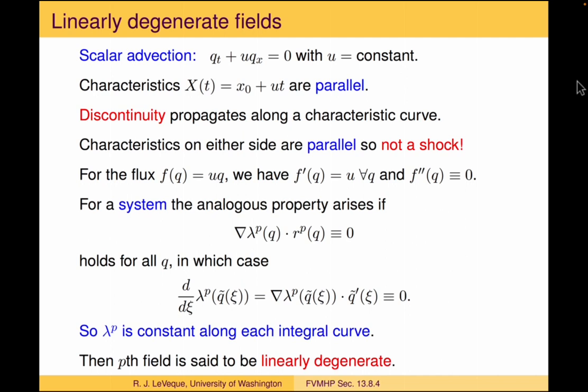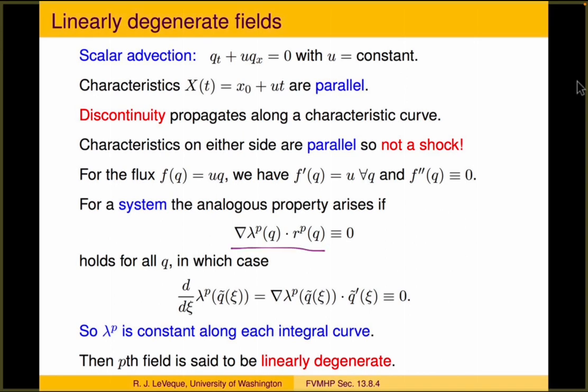In the system case, we said that it was genuinely nonlinear if this inner product of the gradient of lambda with the eigenvector was never 0. But if instead it's identically 0, then it's more analogous to the second derivative of the flux being identically 0 in the scalar case. Because in that case, the derivative of lambda p along one of these integral curves is again the inner product of the gradient of lambda with the derivative of q tilde of c, our parameterization.